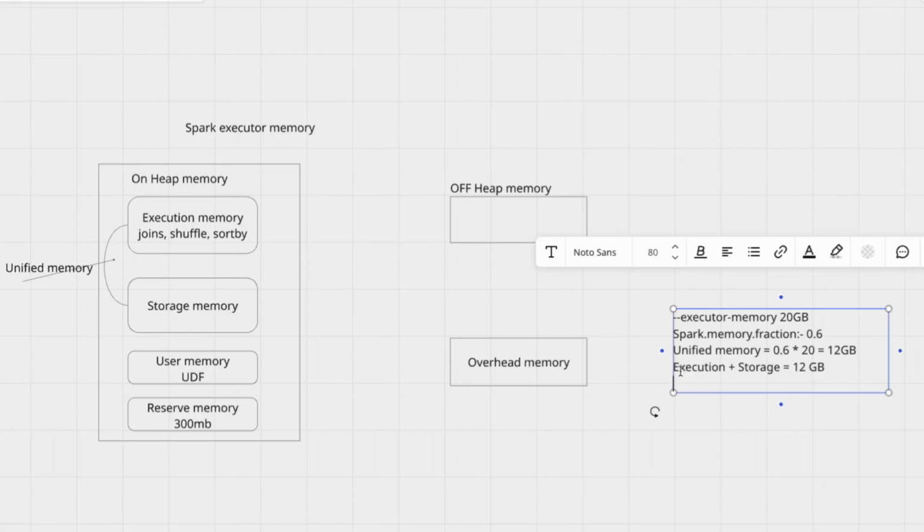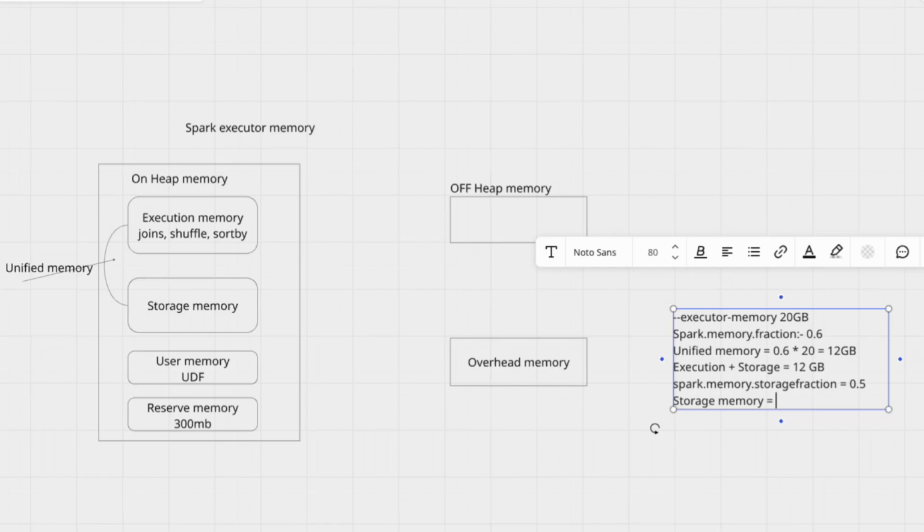When we deep dive into the unified memory, there is one more parameter for the storage memory. The parameter name is spark.memory.storageFraction. This defines the size of the storage memory. You can customize this number as per your need, but by default this value is 50%, that is 0.5. In the example which we have taken, your storage memory will become 50% of the unified memory.